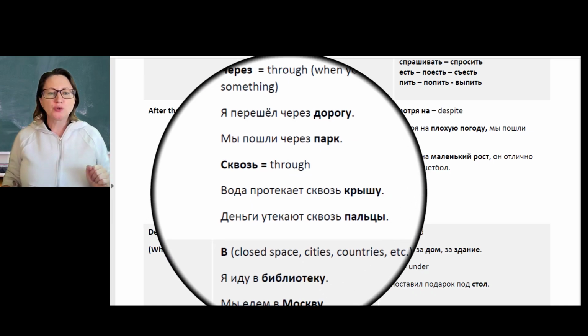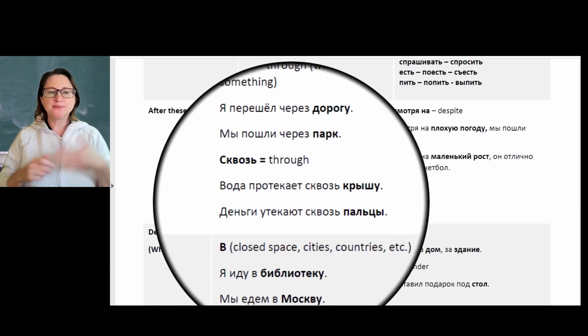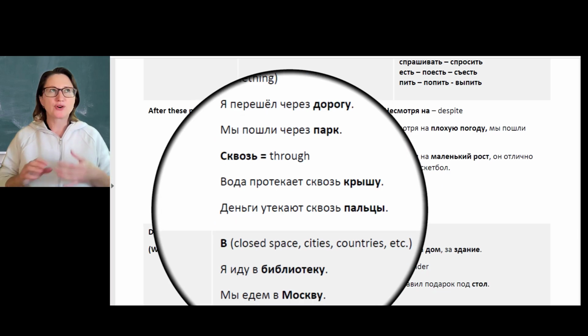Now the word сквозь, or through, means literally through something. So here I have two examples. Вода протекает сквозь крышу, that's the water is seeping or leaking through the roof. That's the through. Деньги утекают сквозь пальцы. And again, this is definitely not a phrase for beginners, but I thought it's a fun phrase to know. It literally means your money is flowing through your fingers. And what it means is money is just disappearing, or money is slipping through your fingers.